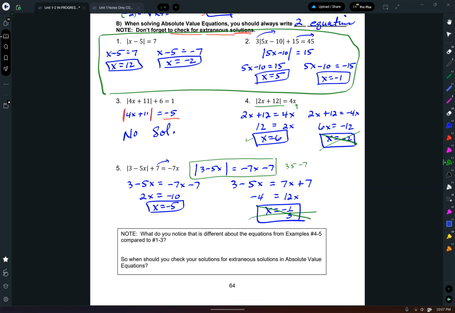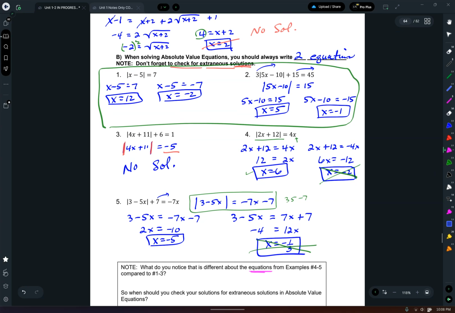Now, look at my box here. What do you notice that's different about the equations, not the answers, but the equations from examples 4 and 5, the ones where we had extraneous solutions, compared to 1 through 3, and specifically we say 1 and 2? Well, what I notice is on 4 and 5, do you see that there were x's on the other side of the absolute value? But on 1 and 2, there were no x's on the other side.